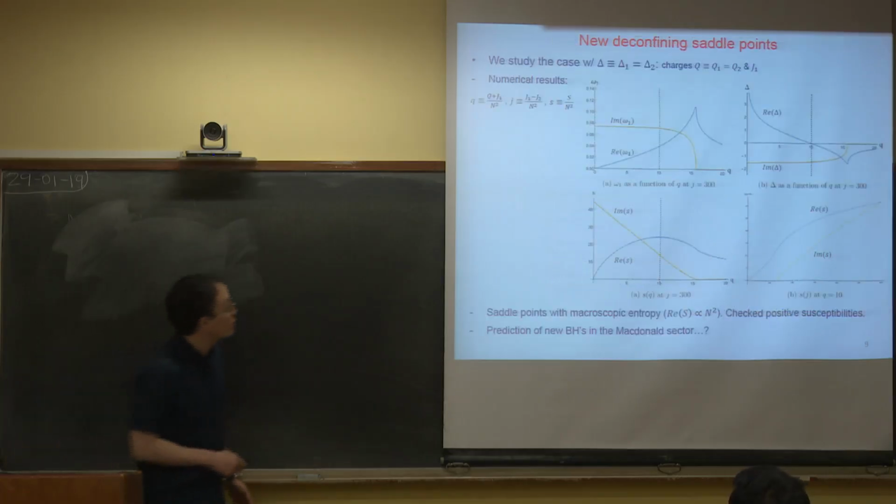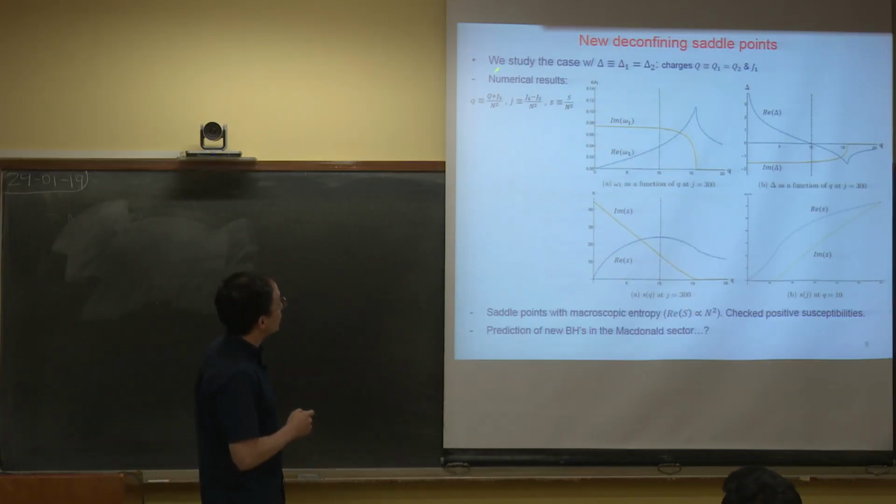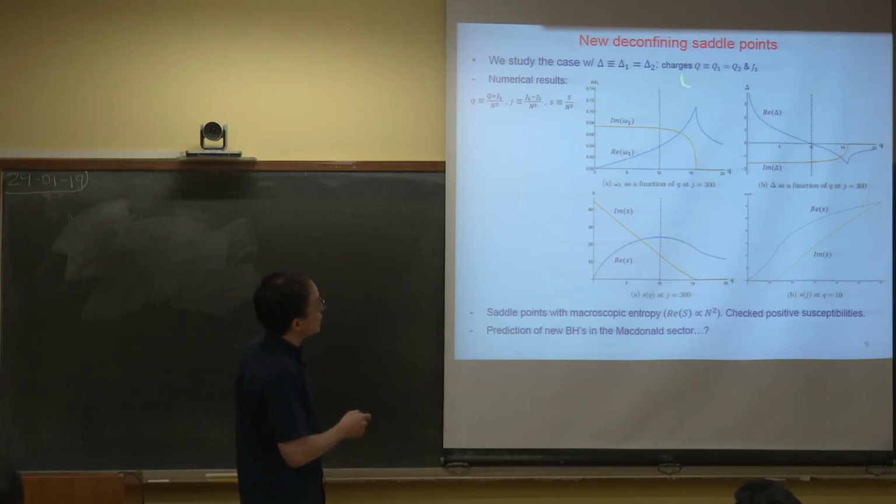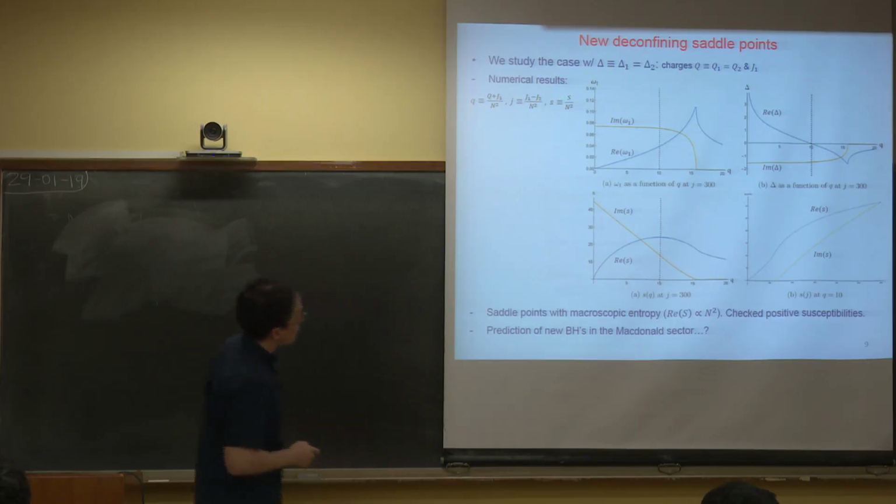So the numerical solution that we found is the following. Just for the simplicity of displaying, we have considered a case where two electric charges are equal. So setting that on refinement doesn't lose many things. So basically, it's a kind of equal charge case in the McDonald sector. So you have basically two charges, one electric charge and one angular momentum, all divided by n squared, and entropy divided by n squared. You plot all these things. Okay? In particular, I plot various quantities at a given large value of angular momentum because I'm in the Cardy limit.